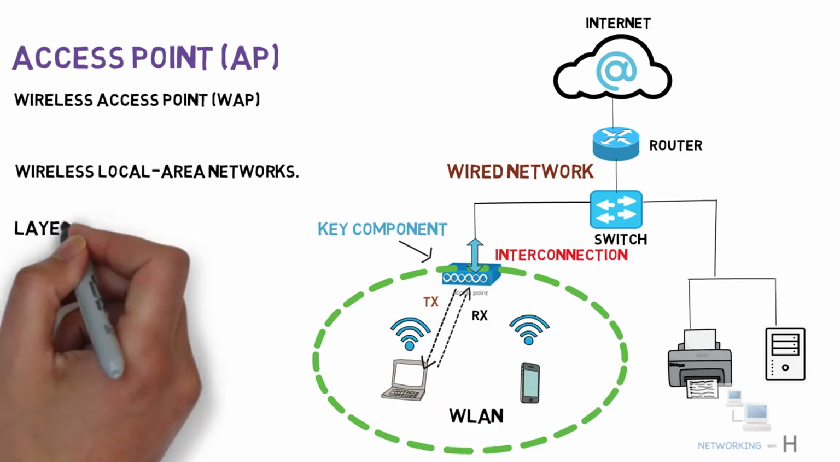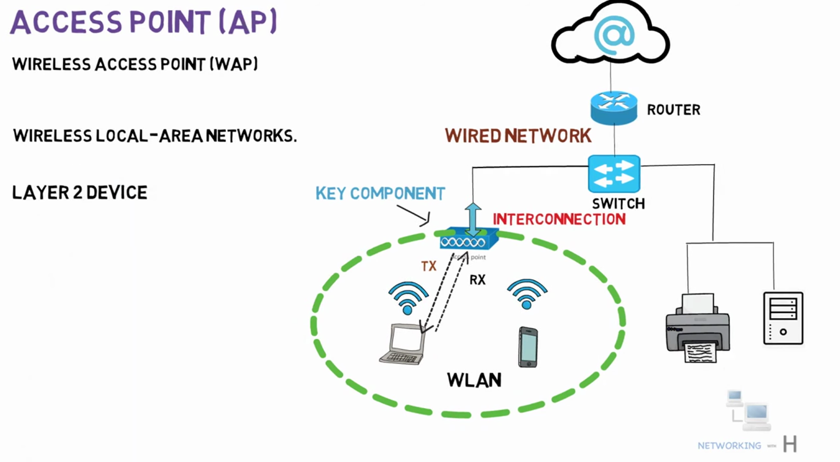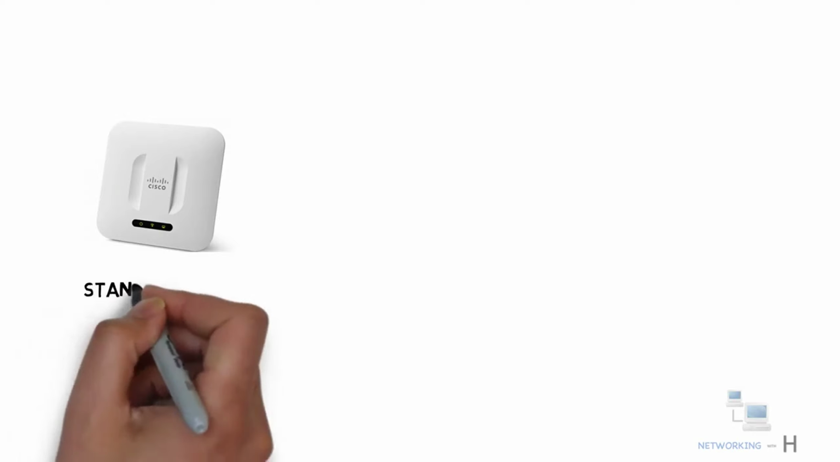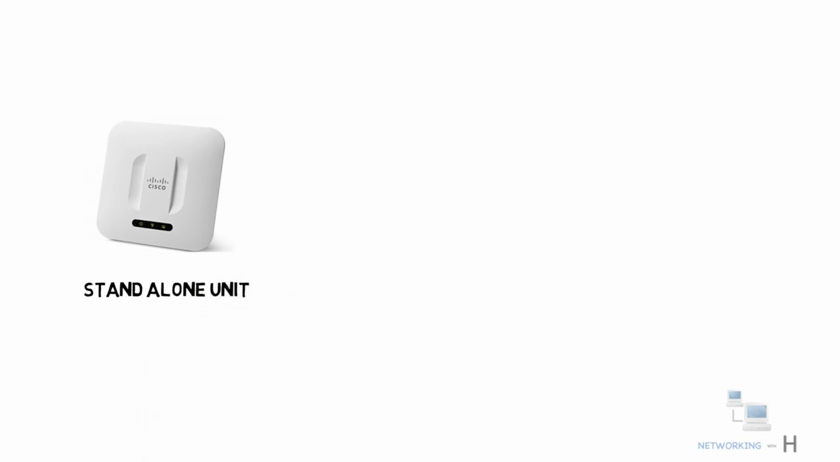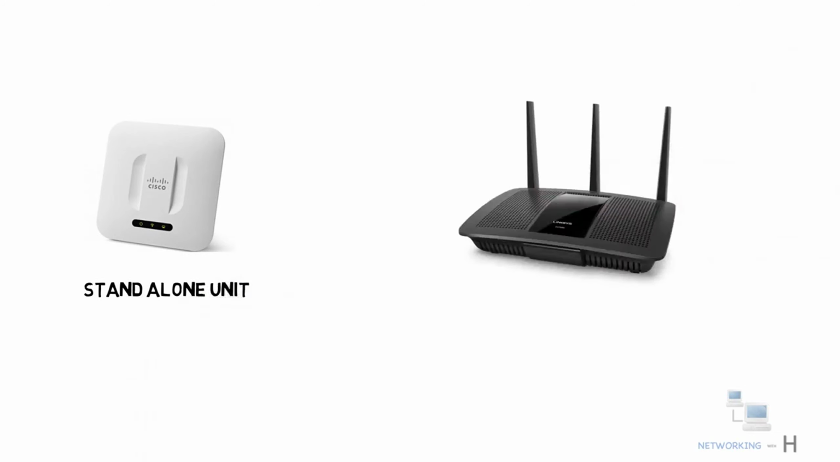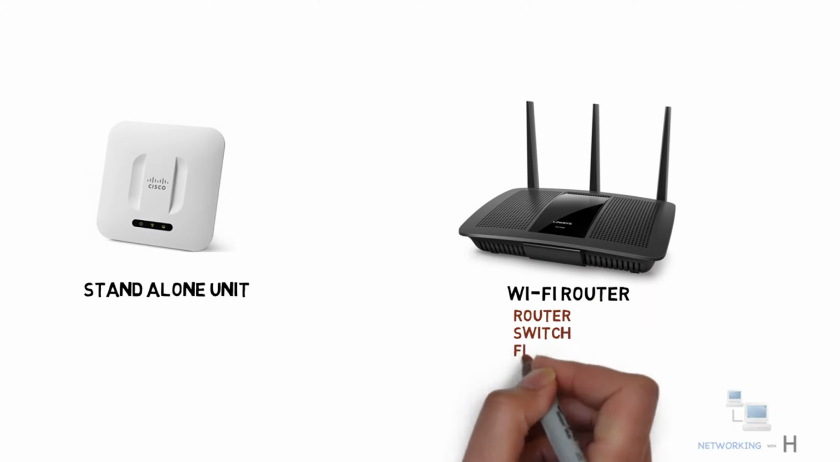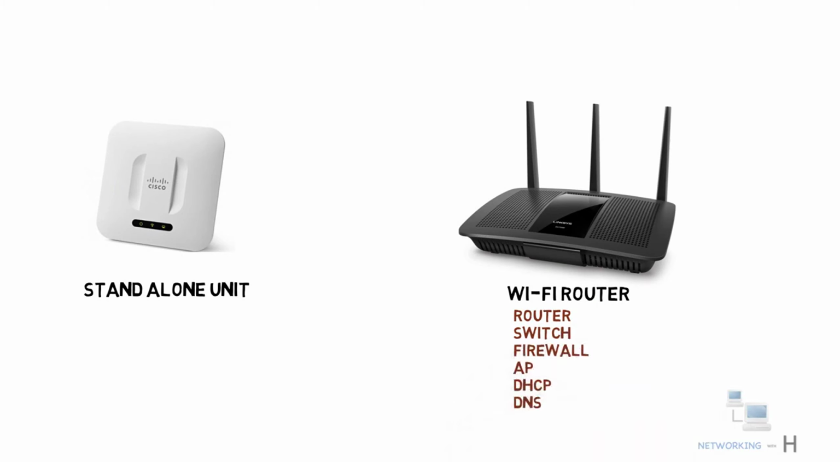Access points work at the data link layer, that is layer 2 of the OSI model. An access point is a networking hardware appliance that can come as an independent device or a standalone unit, capable of being transferred and moved anywhere. It can also be a component of a router, such as your home Wi-Fi router, which includes features such as switch, router, firewall, access point, DHCP, and DNS features.